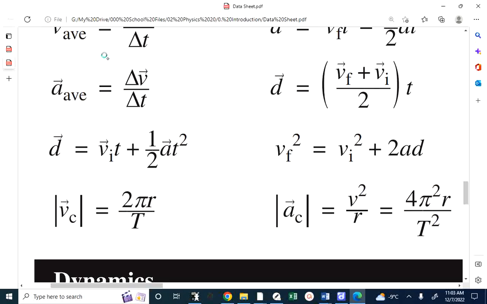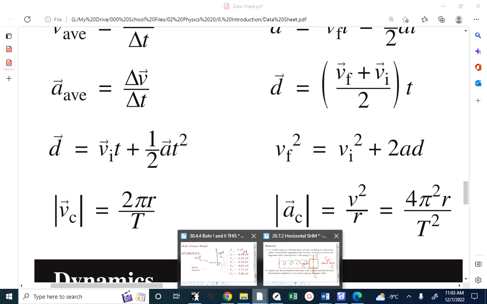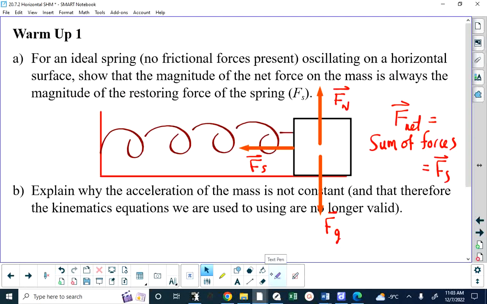But what I'm telling you in the second part of this warm-up for B is that the acceleration is not constant for a mass oscillating on a spring, so we can't use those formulas to do any kind of analysis at all. But my question to you is, why is the acceleration not the same everywhere? Or better yet, why is the acceleration changing depending on where the mass is? Because it changes direction that it goes in. That's true, so that's one of the answers. Sometimes the acceleration will be in a positive direction, sometimes it will be in a negative direction.